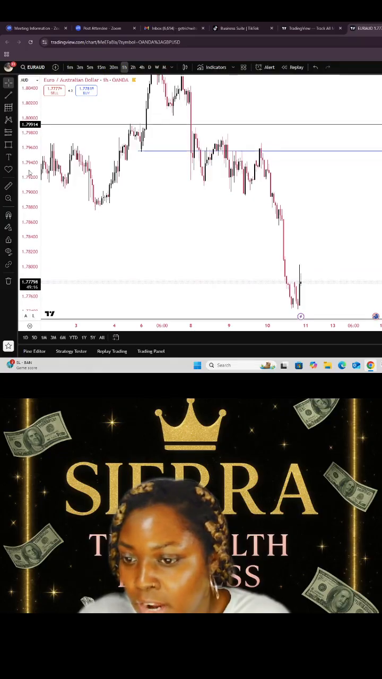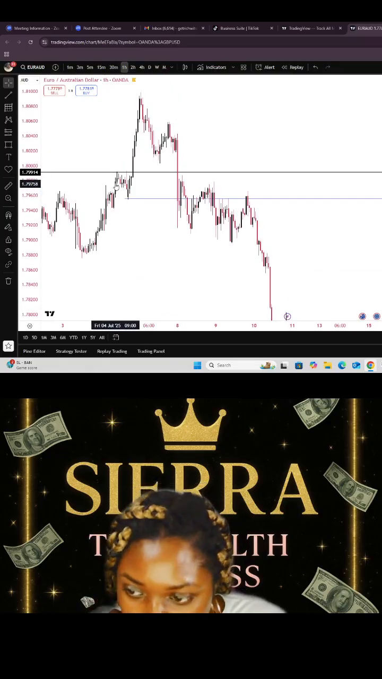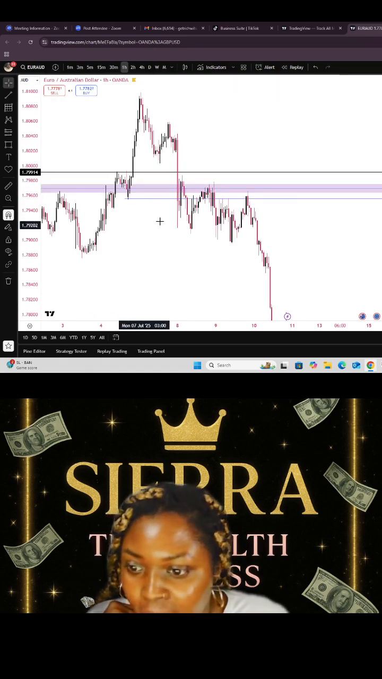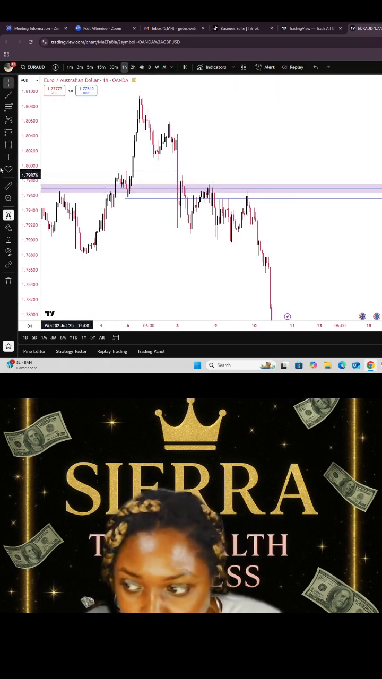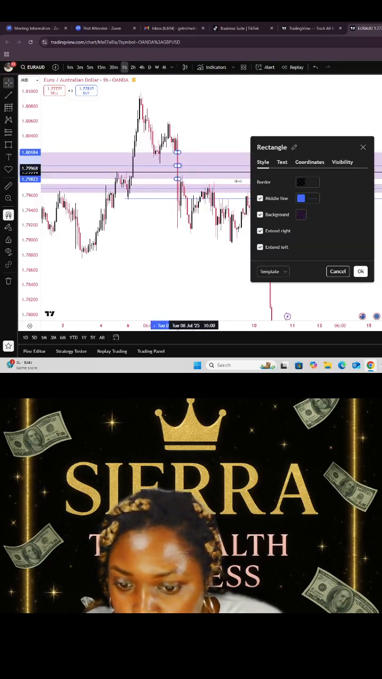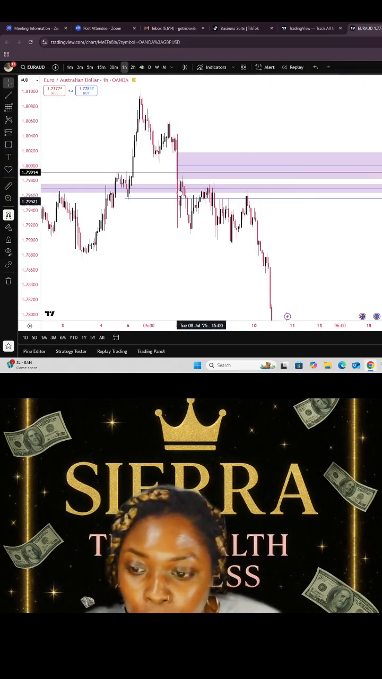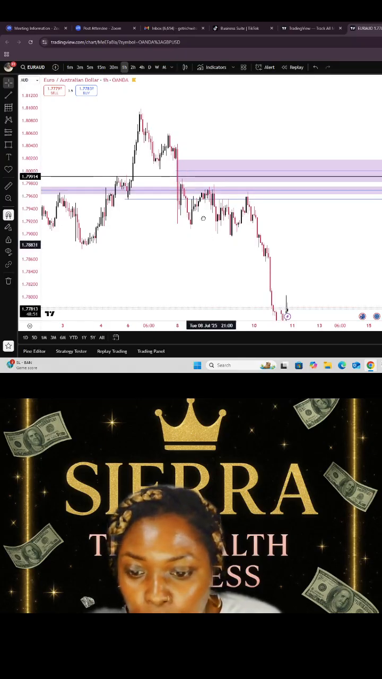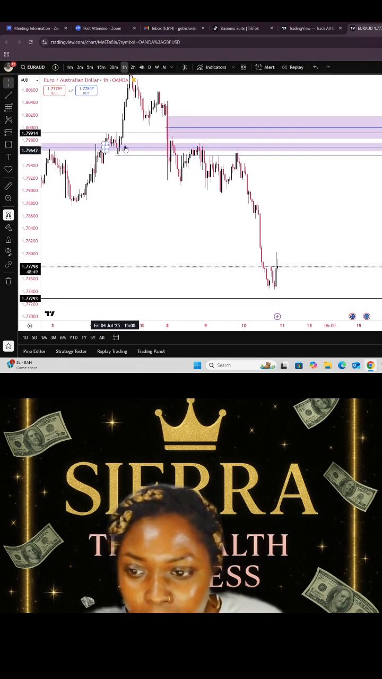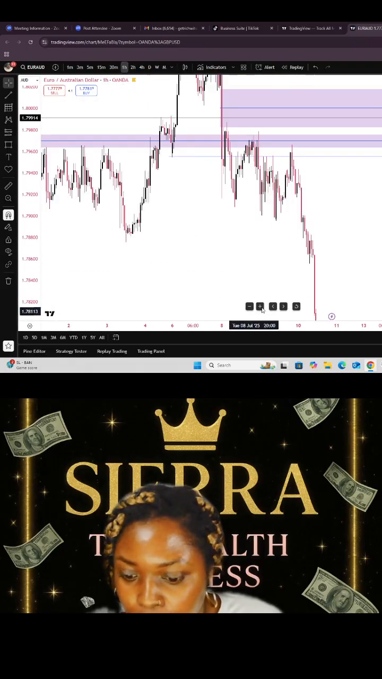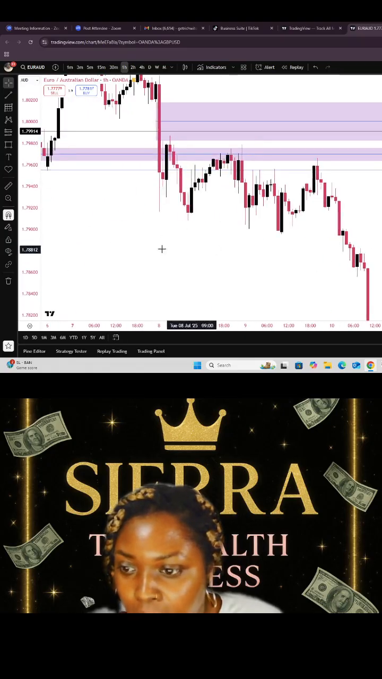Now, I noticed that there was a fair value gap here. And I also noticed that there was a fair value gap here. So I said price is either going to pull back to here or it's going to pull back to here. Preferably here, right? Because I could have got more pips. But it came back to here, right? And it started to give me my candlestick patterns.